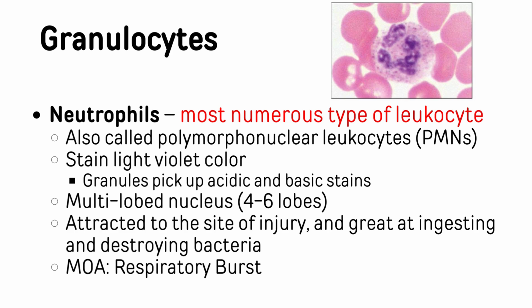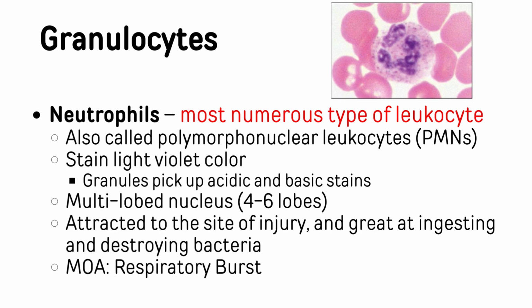We're going to start with the granulocytes. These are the most numerous type of leukocytes, also known as polymorphonuclear leukocytes, or PMNs. They do stain a light violet color, and they're called neutrophils because they absorb both acidic and basic stains, creating that lighter purple granule color. They're multi-lobed when it comes to their nucleus, so they can have 4 to 6 lobes. They don't have multiple nuclei, they just have different parts of the nucleus.